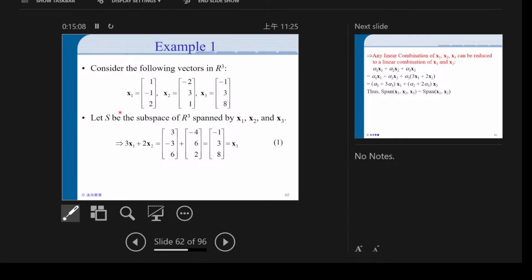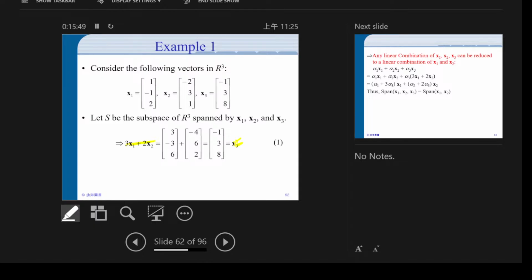And yeah, let's see some example, a more complicated example. So we have x1, x2, x3 here. These three vectors span some S inside R3. But then here we see that we have this dependency relationship, and we didn't show how we calculate it, but we just say it's true. So actually, 3x1 plus 2x2 will equal x3. Okay, so we have this dependency relationship here, 3x1 plus 2x2 equals x3.